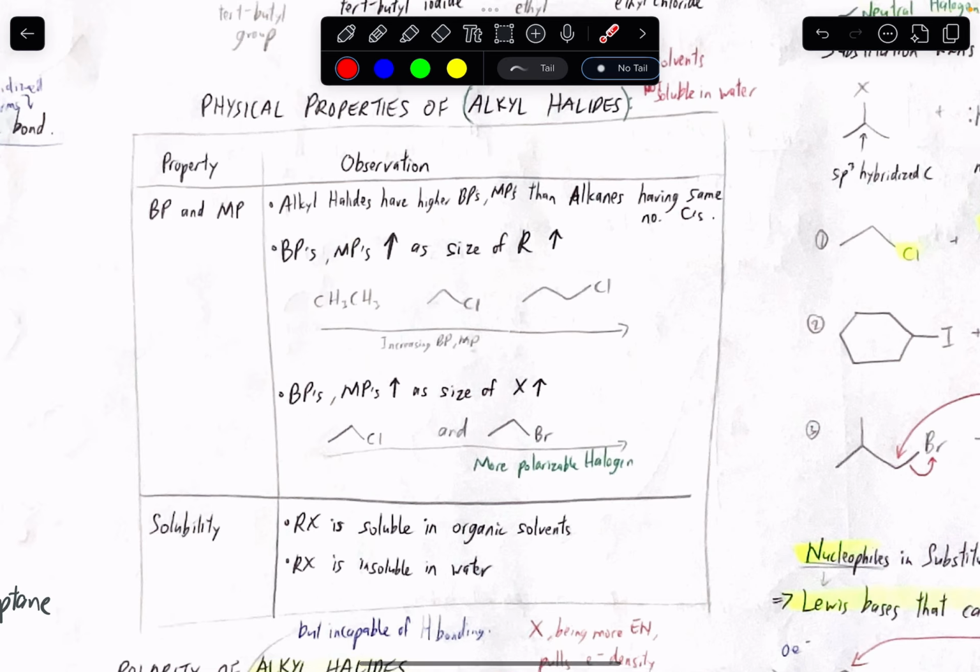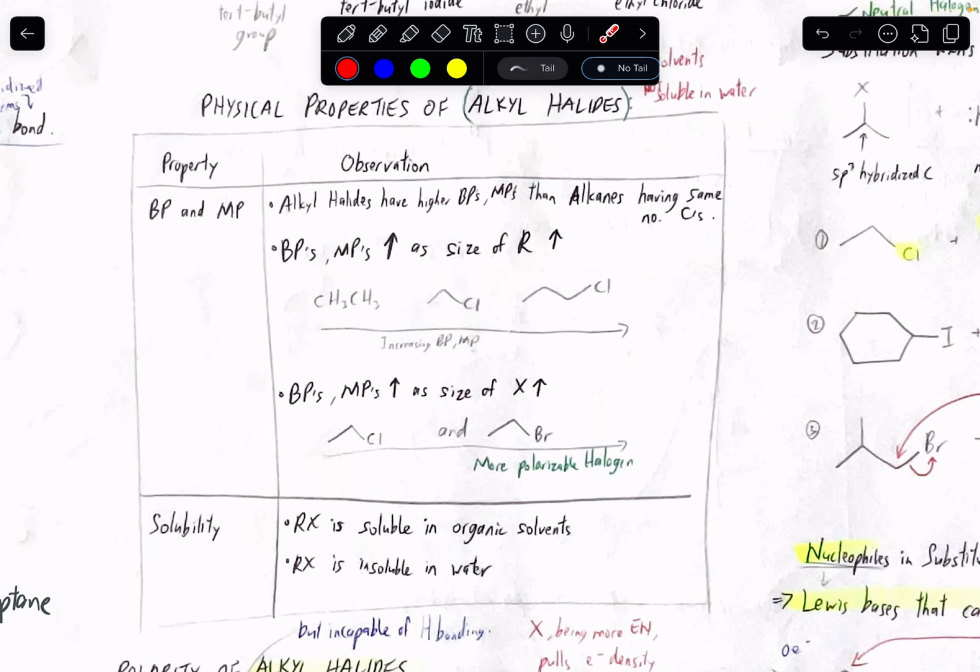When it comes to the boiling and melting point, alkyl halides have higher boiling points as well as melting points compared to alkanes, so hydrocarbons with single bonds having the same number of carbons. So, okay, that's self-explanatory. It's understandable.